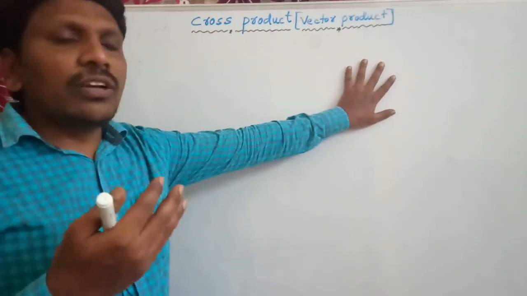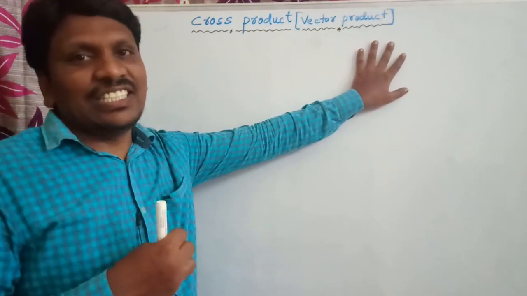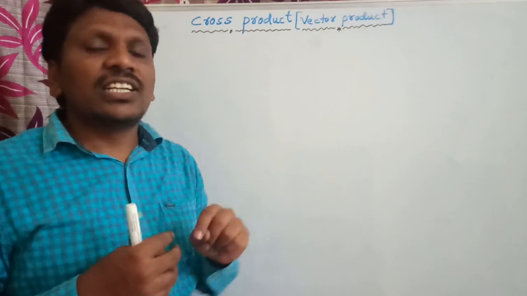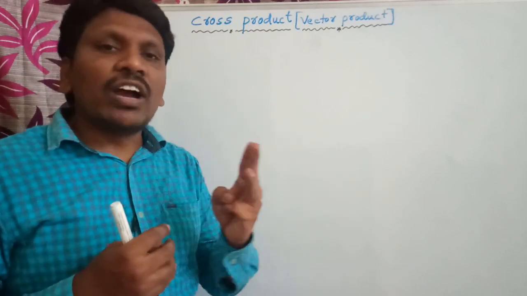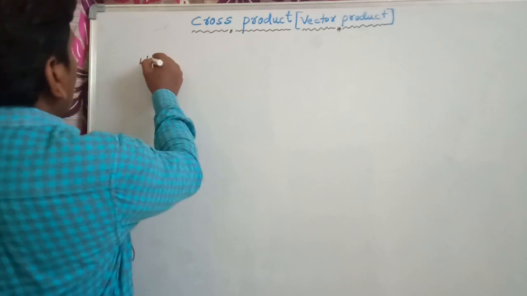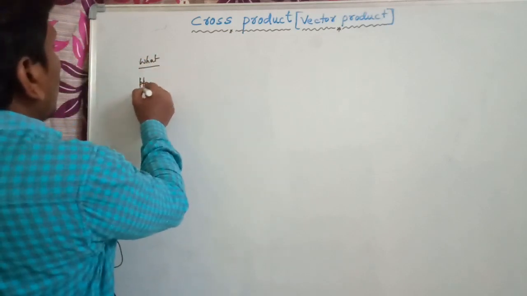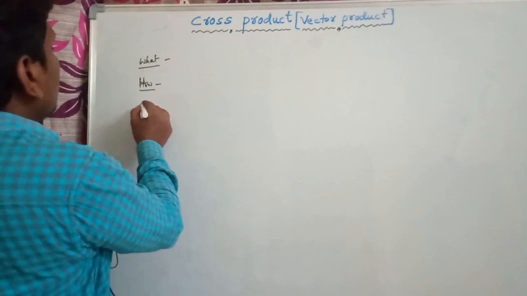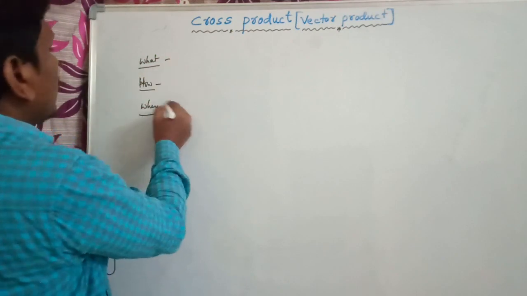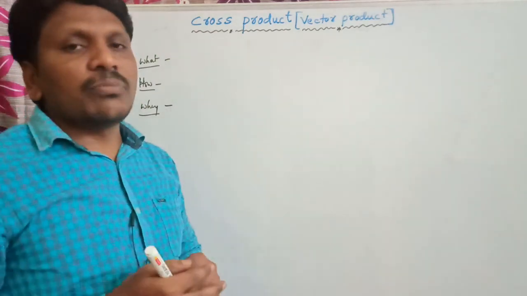When we come to any concept, we must go through three points, that is: what, how, and why. These are the points by which we can simply understand the concept of any subject.